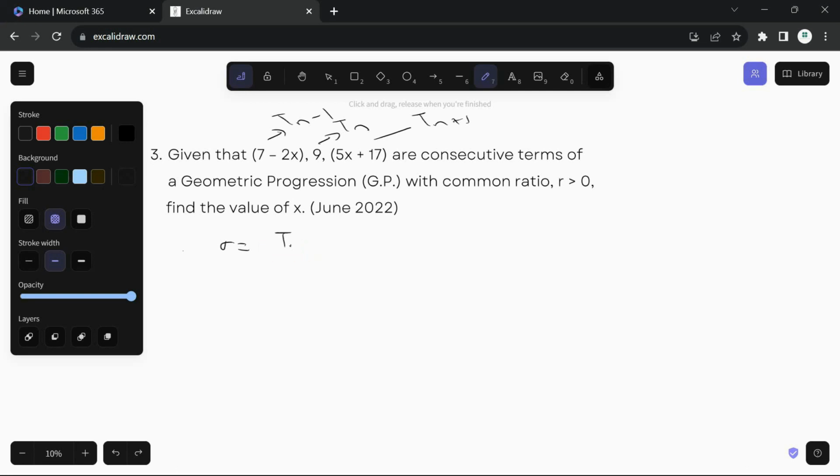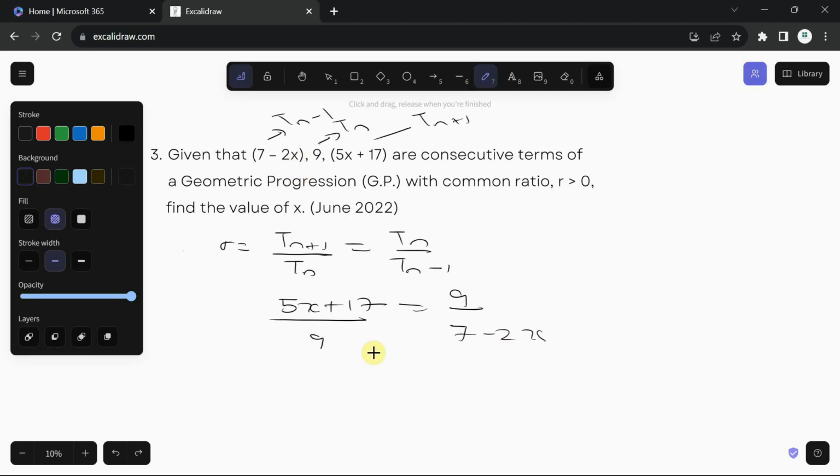Let me write the formula. Tn plus 1 divided by Tn would also be the same thing as Tn divided by Tn minus 1. If any of this is strange, you want to check the playlist and see where we talked about geometric progression. This is like the summary. We're trying to summarize and solve more questions to consolidate our knowledge. Now, we know Tn plus 1 is 5x plus 17, so I'll replace it: 5x plus 17 divided by Tn, which is 9, is equal to Tn, 9, over Tn minus 1, that is 7 minus 2x, right?